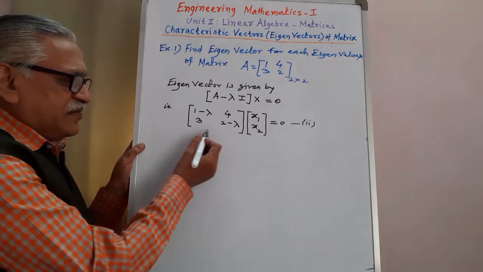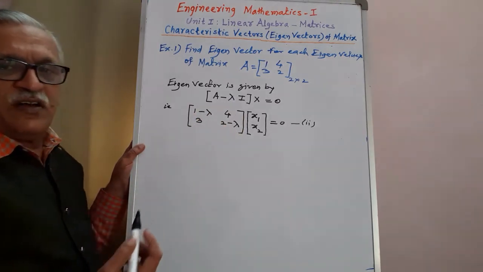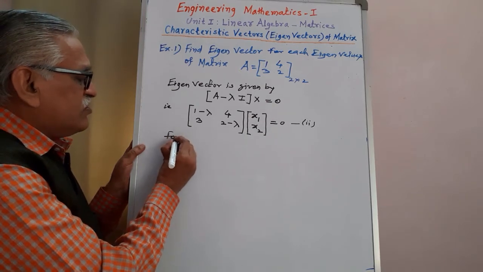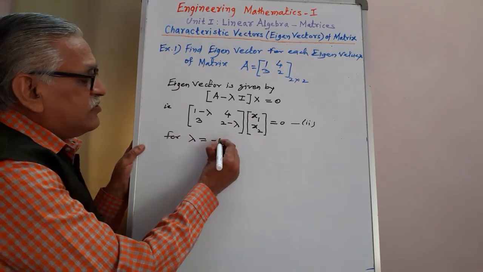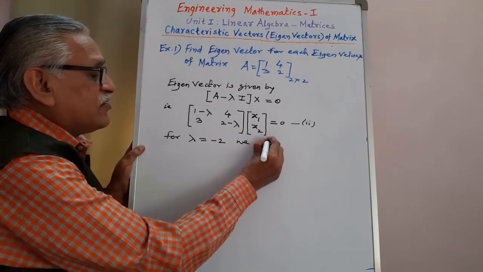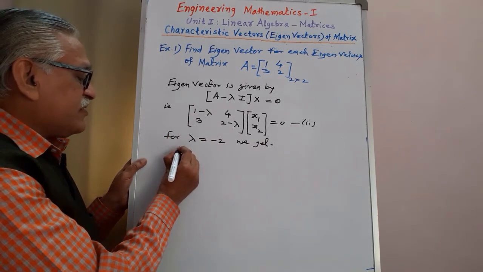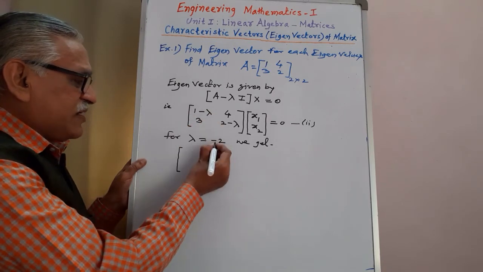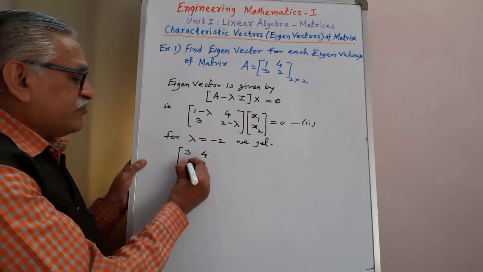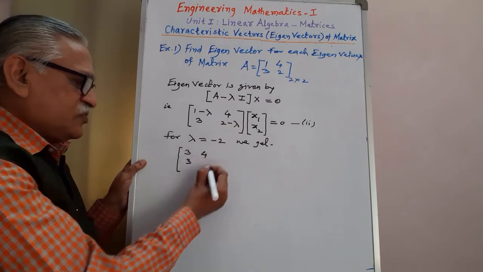Okay, and then corresponding to each eigenvalue lambda, we have to determine this eigenvector. And therefore, first for lambda equals minus 2, substituting lambda equals minus 2 in this equation, we have that matrix has 1 minus minus 2, 1 plus 2, we get that as 3, 4, then 3, and 2 minus minus 2, 2 plus 2, we get 4.